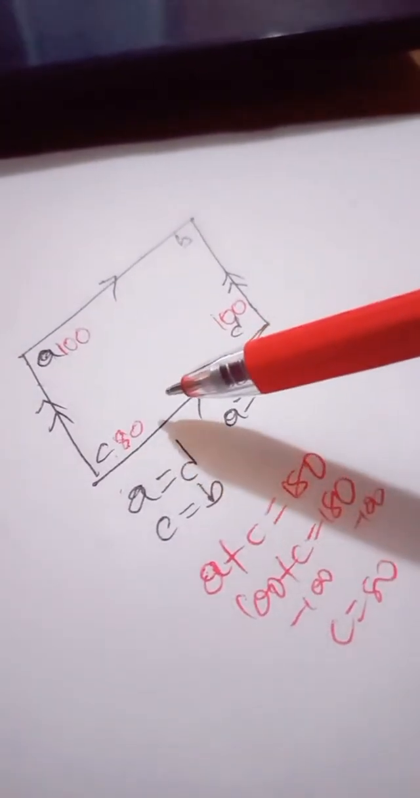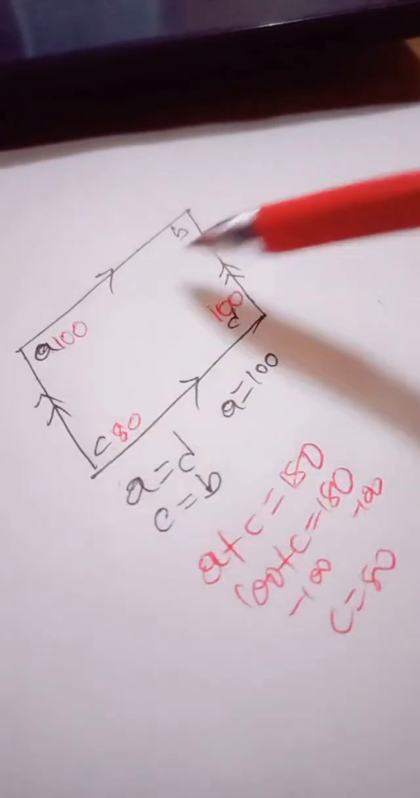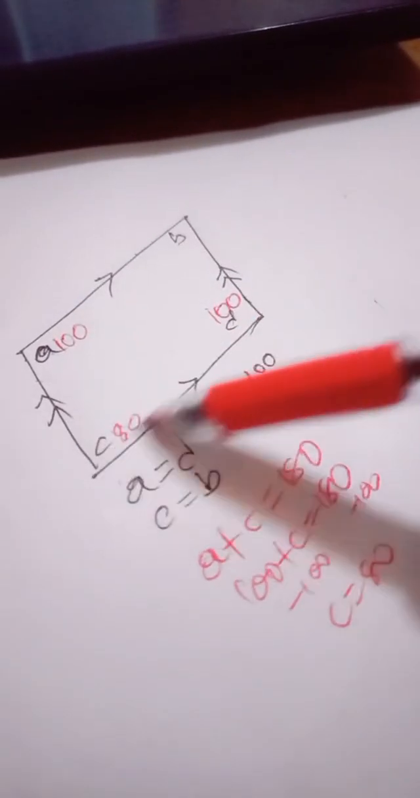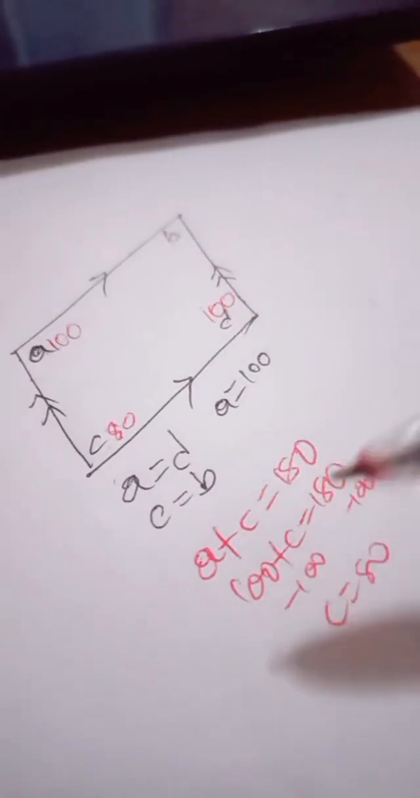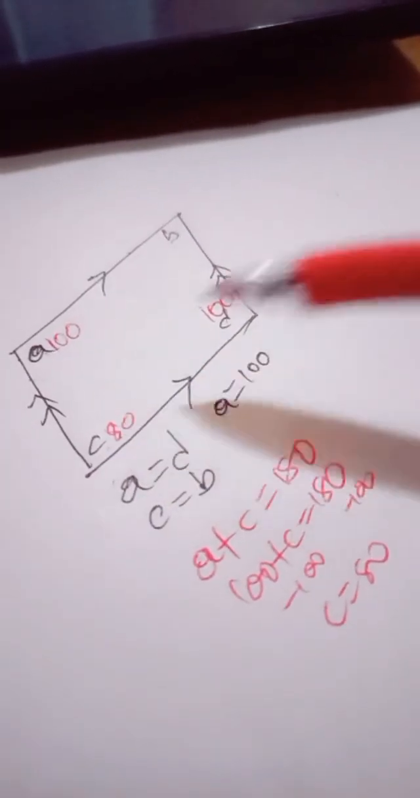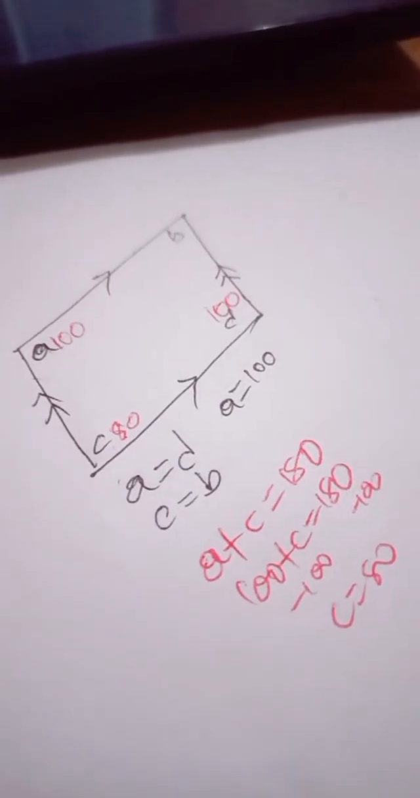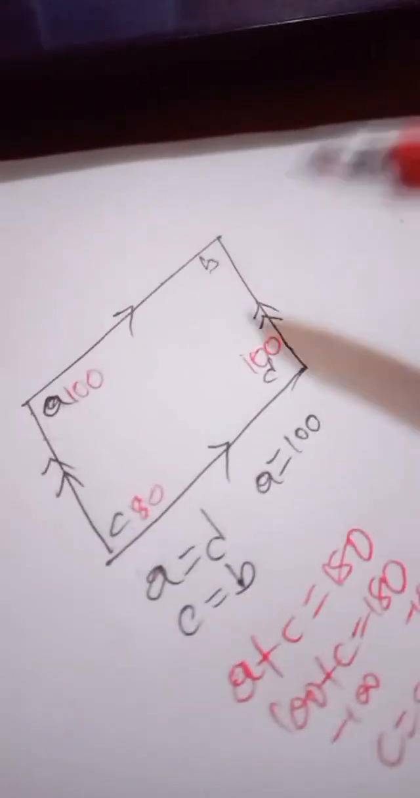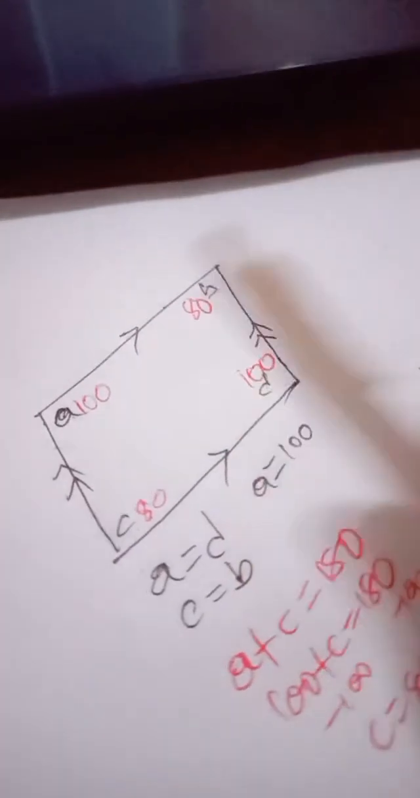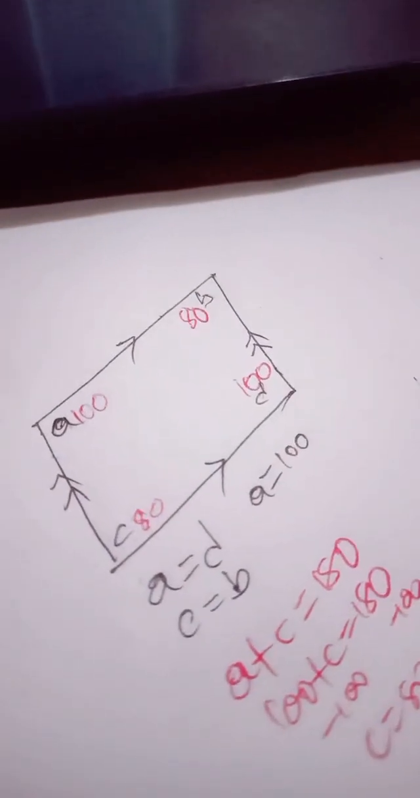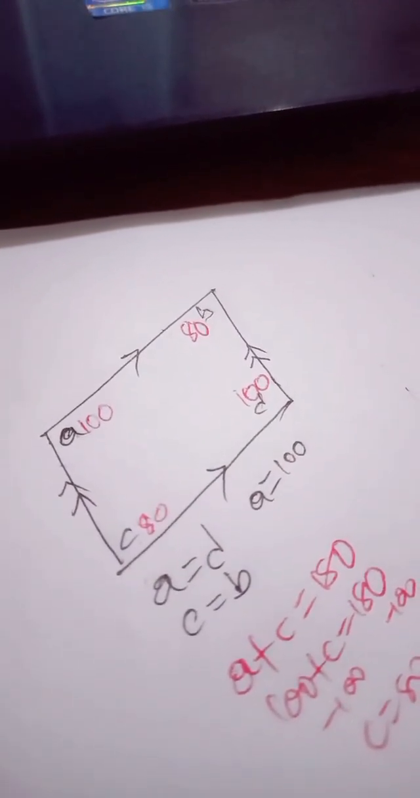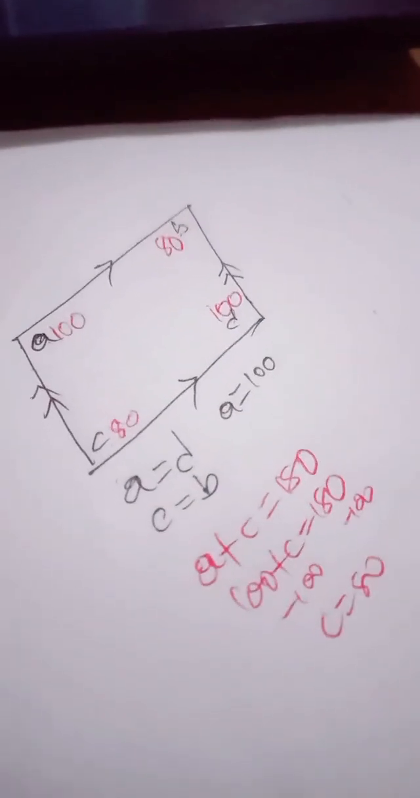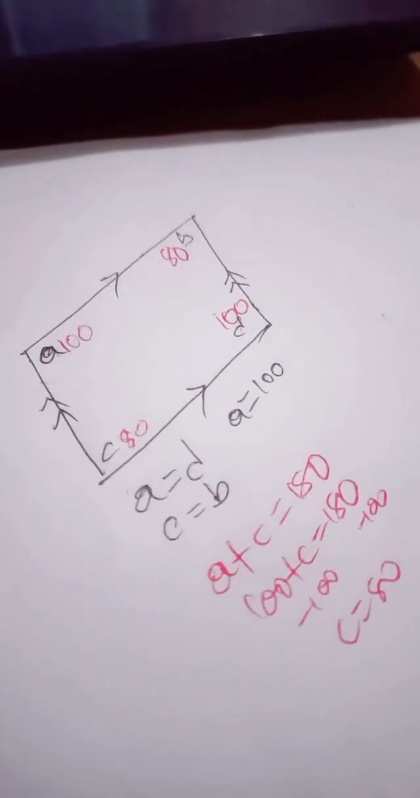If our C is 80, this is parallel to this, so this is a U. We are going to use the same concept, 180 minus 80 to get 100. Remember, B is equal to C. B is 80. That is our B, ladies and gentlemen. I hope we are cruising nicely.